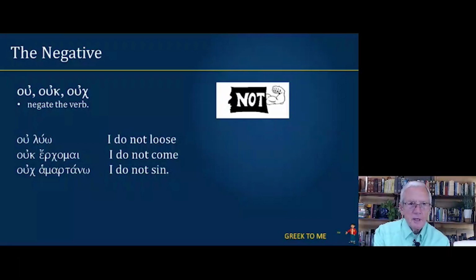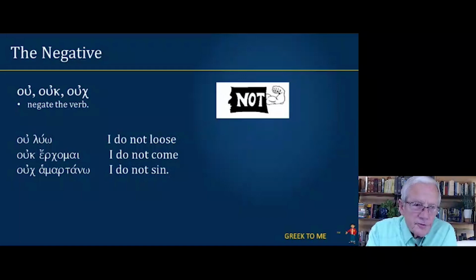All right, let's talk about the negative. We have ou, ouk, and ouch. These are words that negate verbs. And we have three forms. Ou, ouk, ouch. They all mean the same thing.